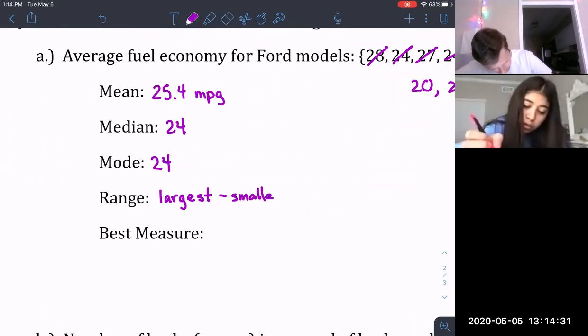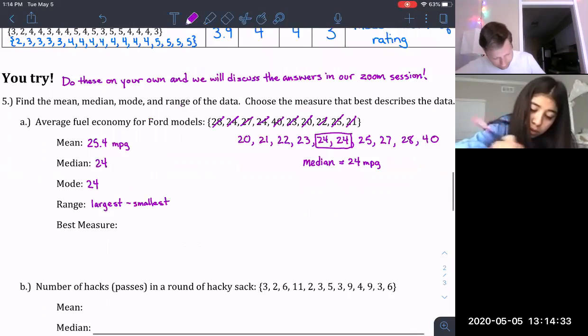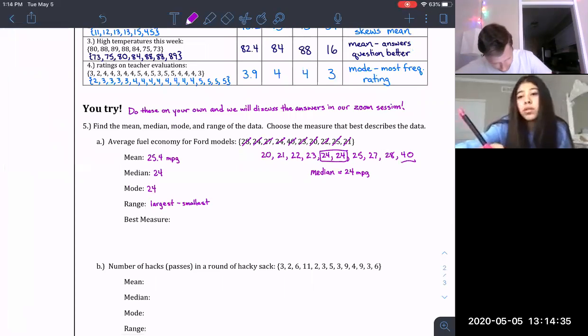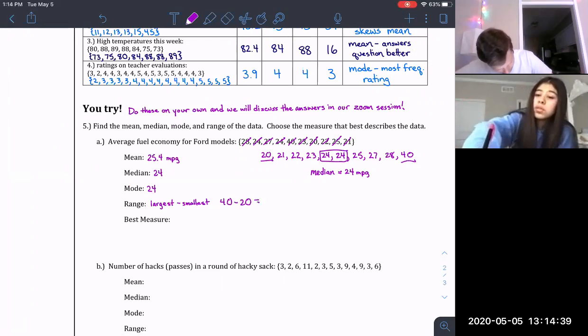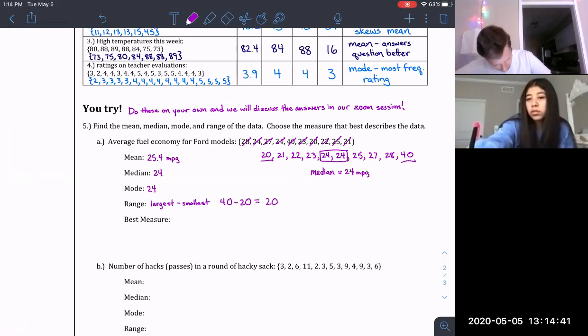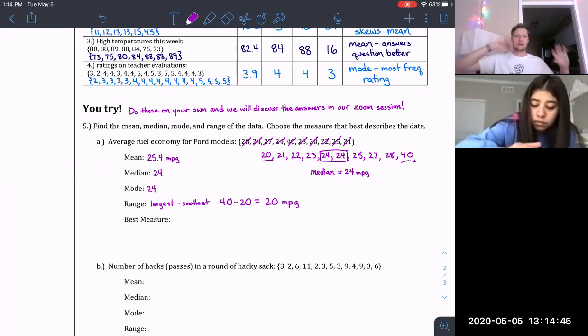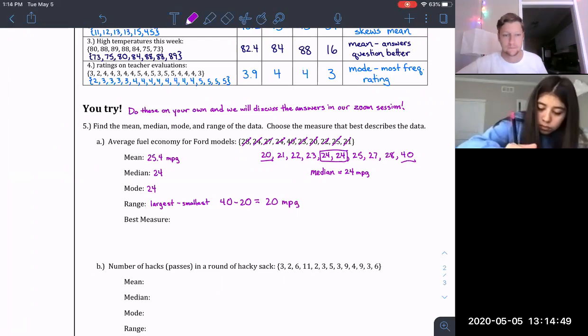So you take the largest number minus the smallest number. And when they're in order, that's easy to find. There's the largest, there's the smallest. So we do 40 minus 20. 20. And our range is 20 miles per gallon. So all the cars in our data set fall within 20 miles per gallon of each other.